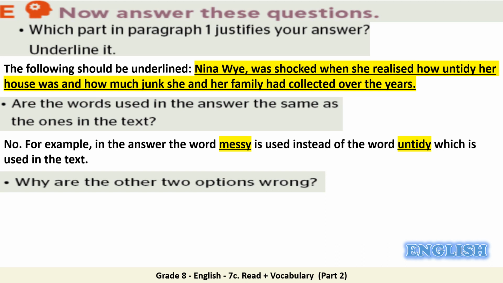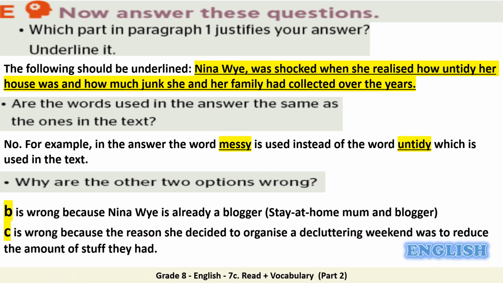Question number 3. Why are the other two options wrong? Now, there was a problem with B and C, do you remember? Okay, let's discuss them now. B is wrong because Nina Y is already a blogger. Of course, at the beginning of the text we said that she is a stay-at-home mom and a blogger. Very good. Now, what's the problem with option C? C is wrong because the reason she decided to organize a decluttering weekend was to reduce the amount of stuff they had. Good for you, brilliant.